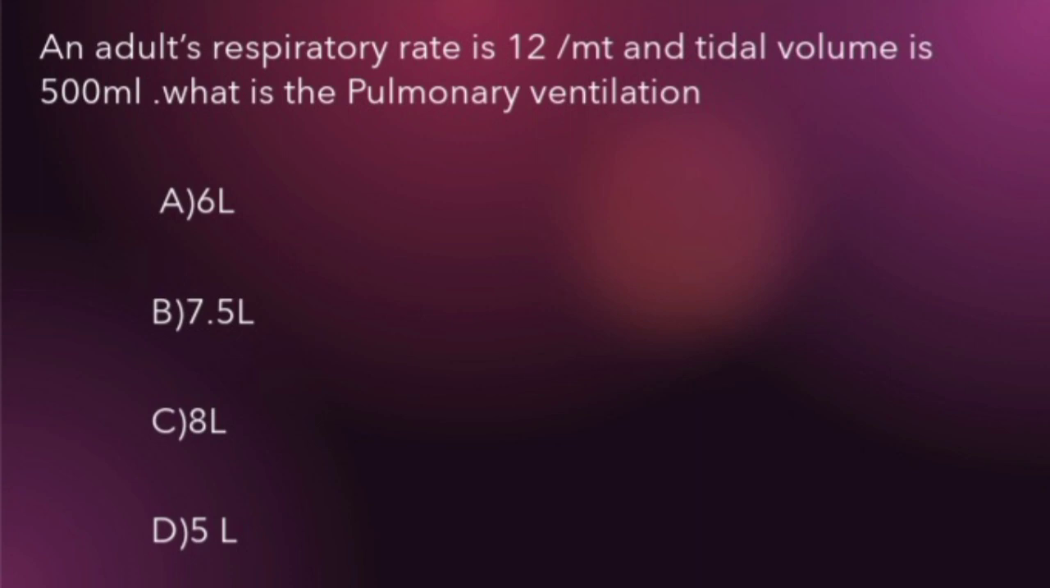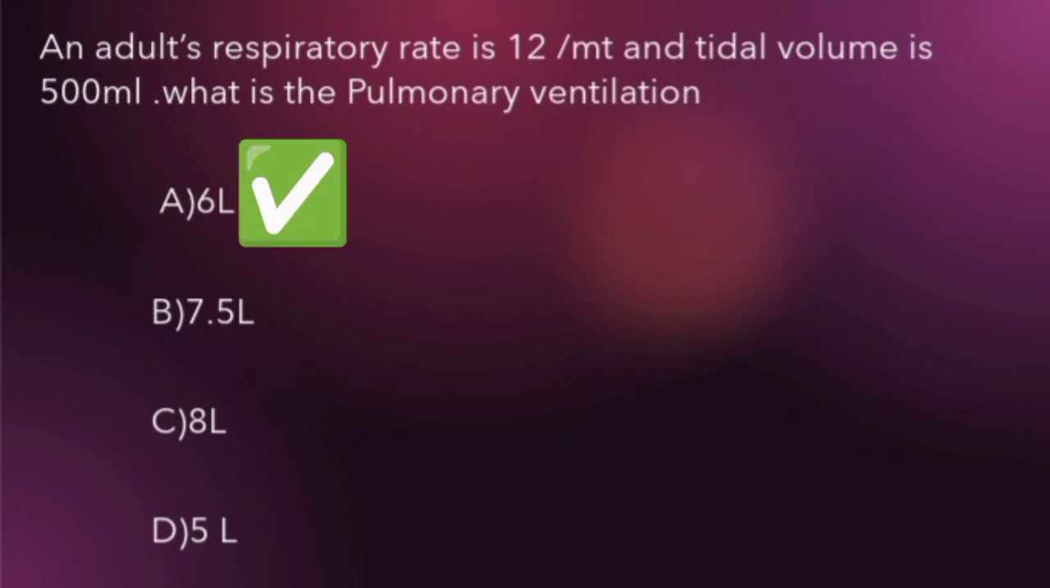An adult's respiratory rate is 12 per minute and tidal volume is 500 ml. What is the pulmonary ventilation? A. 6 liter, B. 7.5 liter, C. 8 liter, D. 5 liter. Correct answer is option A.